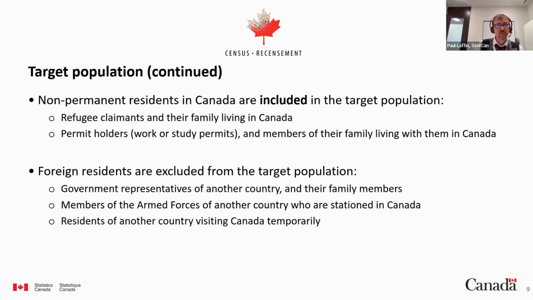The non-permanent residents who are included in the target population of the census are refugee claimants and their families living within Canada, and permit holders, whether work or study permits, and members of their families who are living with them in Canada. Of course, there are foreign residents who are excluded from the census: government representatives from another country and their family members, so think about people working for a foreign embassy here in Canada; members of the armed forces of other countries who may be stationed at bases here in Canada; and residents of another country who are just visiting Canada temporarily, for things like vacation or a conference.